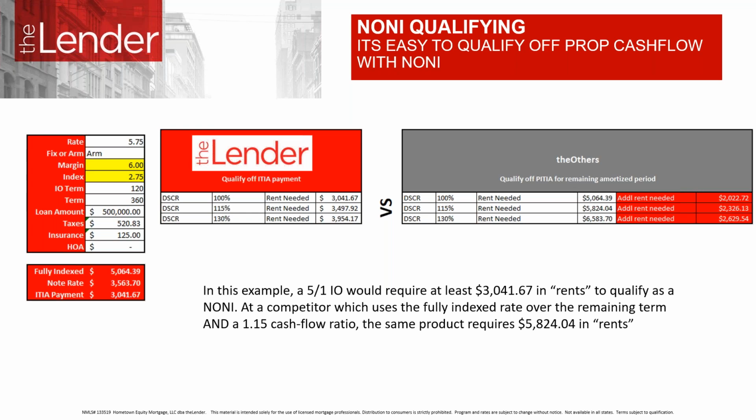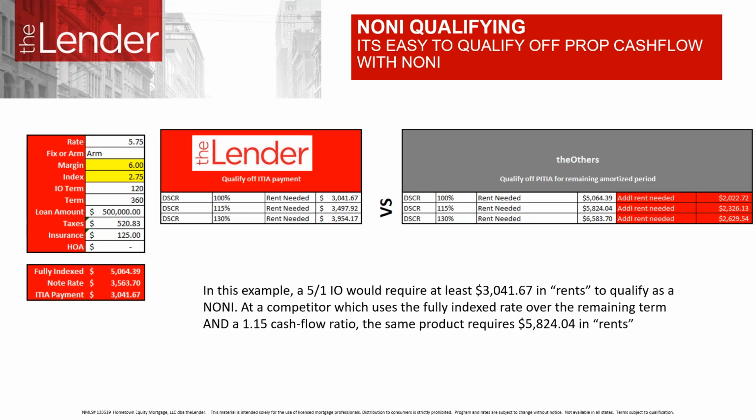So you'll see that our competition would qualify off a fully indexed rate. So your rents would have to be $5,000 on this $500,000 loan amount. That doesn't happen often. I'm not saying it never does, but it doesn't happen often. Note rate, the rents would have to be $3,500 if you see this small red box under the calculator. The Noni calculates the ITIA payment. So you're going to take that rent and divide it by that interest-only payment. So you only need rents of $3,041 and some change on this one. Do you see the difference?